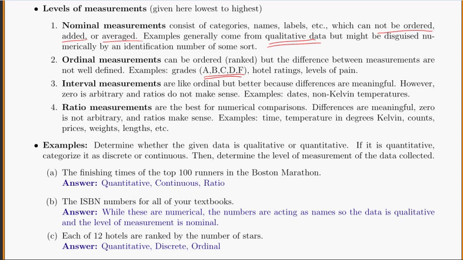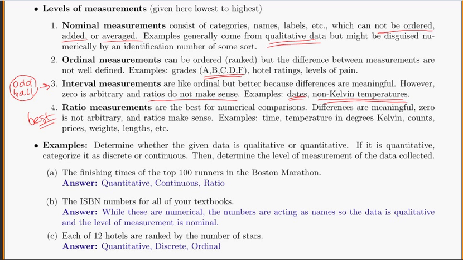Interval measurements, you can order them, and differences make sense. And this is sort of the oddball category, because it's almost the ideal situation, but not quite. And what makes a measurement interval and not ratio, because this is the best, this bottom one, is that ratios do not make sense. All right. And there's not many things in this category. There's two things in the interval measurement. There's dates and non-Kelvin temperatures. And here's what makes it special.